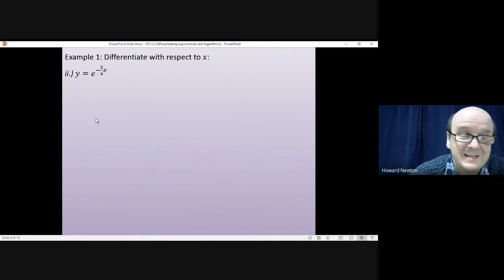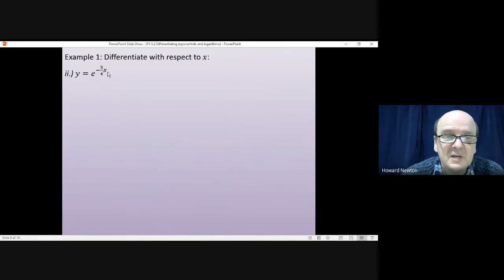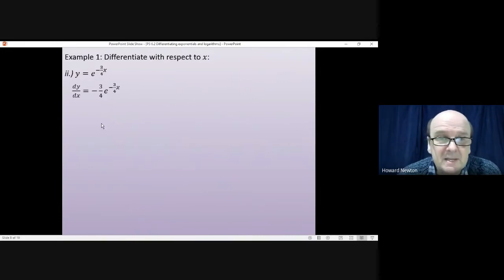Second question, exactly the same idea. You've still just got a constant times x here. When I differentiate the e, I'll just get e to the power of minus 3/4 x. Then differentiating the minus 3/4 x, that gives me minus 3/4. So minus 3/4 times e to the power of minus 3/4 x.